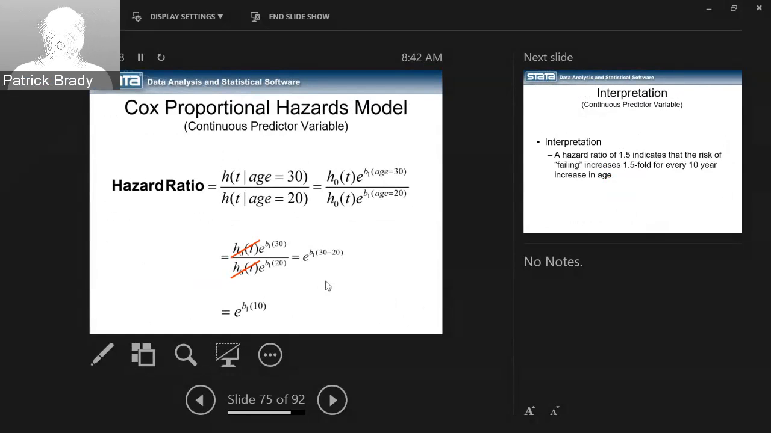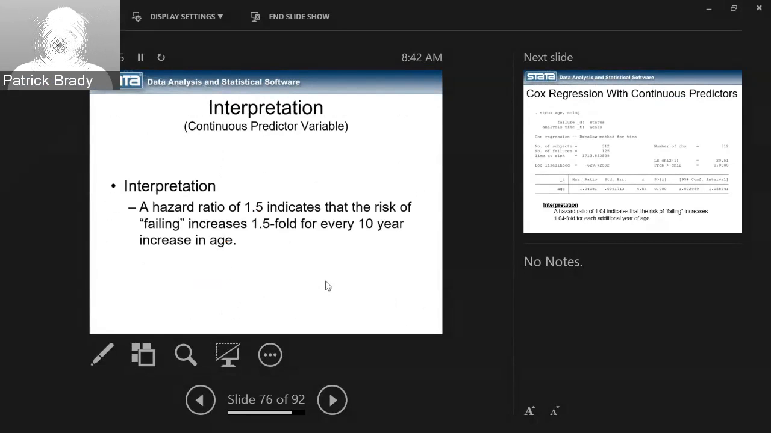That may not be a true thing, and you may want to interact this with time or do some other fancy things in your modeling if you have reason to believe that a 30-year-old versus a 20-year-old is substantively different than a 60-year-old versus a 50-year-old, because you're going to get the same exact hazard ratio depending on how you do that.